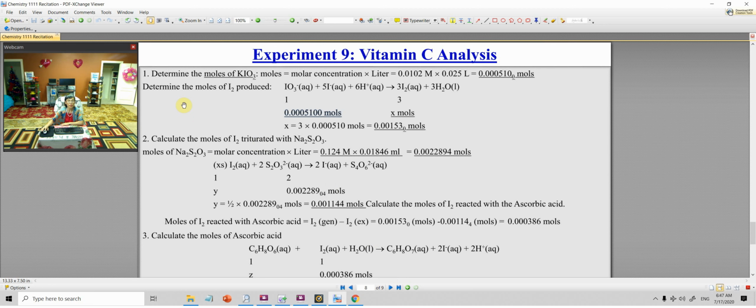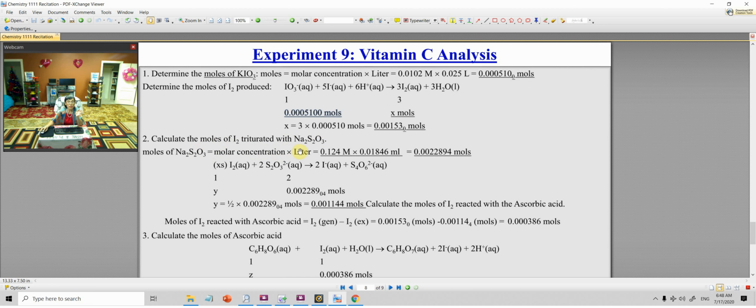So here is our calculation. First of all, you are going to determine the moles of your potassium iodate. We gave you the molar concentration. You did the reaction with 25 milliliters. Therefore, you determine the moles. From this balanced reaction, you can determine the total moles of generated iodine, which is 1 to 3. This number you multiply by 3. And then you calculate the moles of iodine which is titrated with your sodium thiosulfate.